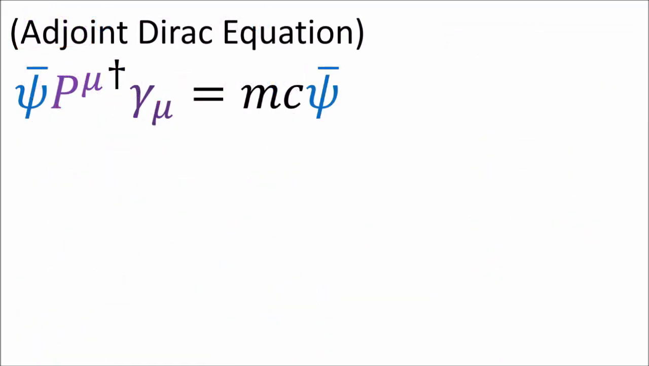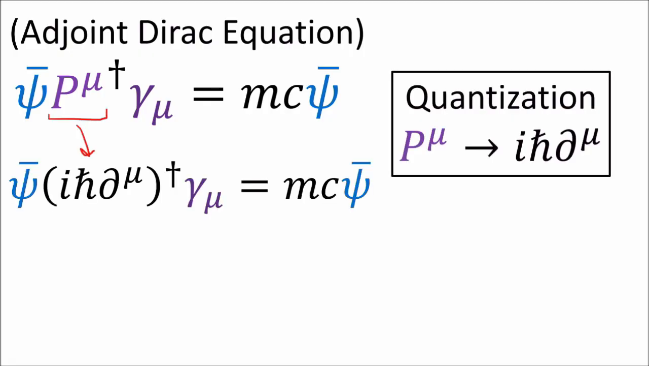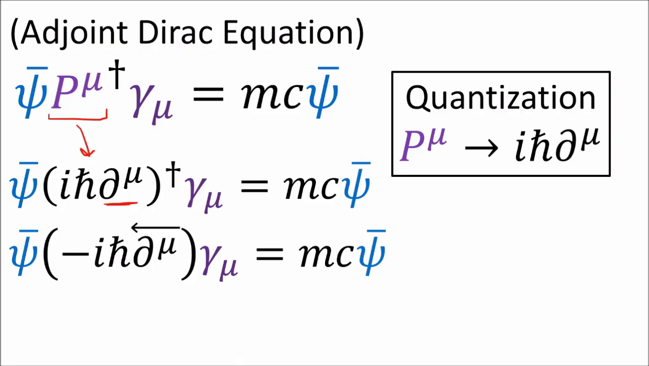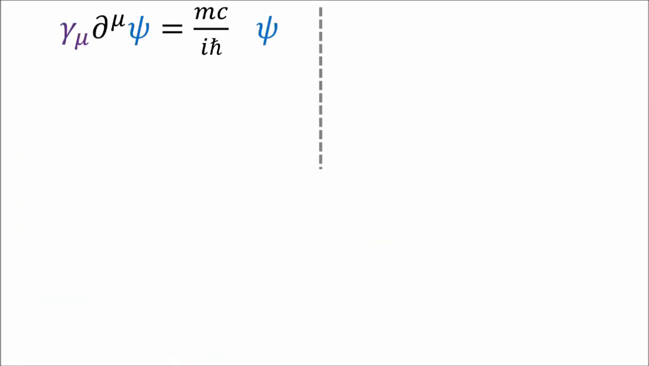Now, when we take the adjoint Dirac equation and apply quantization rules, when we Hermitian conjugate the derivative operator, it causes the derivative to act to the left. So I'm using this left arrow to remind us of that. And the dagger applied to the complex i gives us its complex conjugate, which is negative i. Dividing by i h bar, we get this version of the adjoint Dirac equation. So we have the standard Dirac equation, which I've divided by i h bar, and the adjoint Dirac equation.